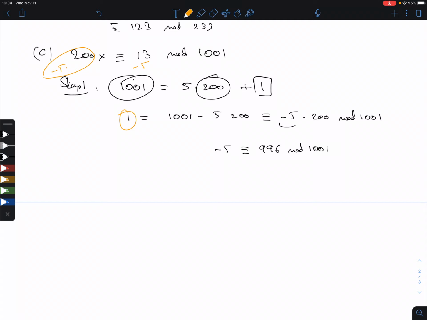This gives me that this equivalence is x is equivalent to minus 65, right? Minus 65 mod 1001. And now I can find the remainder mod 1001 simply by adding 1001. So this is the same as minus 65 plus 1001, which is, in case you want to know, I don't want to make a mistake, so 936.